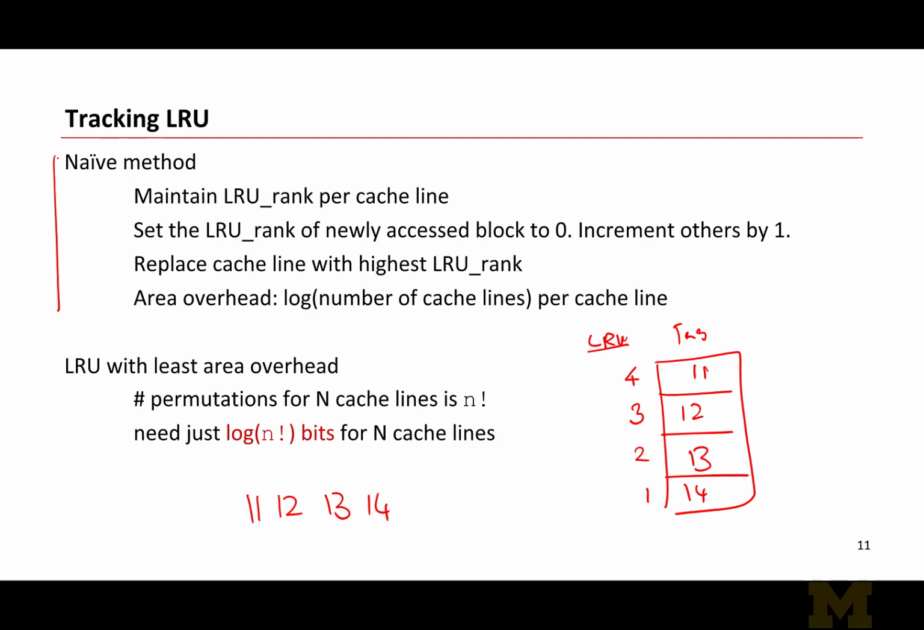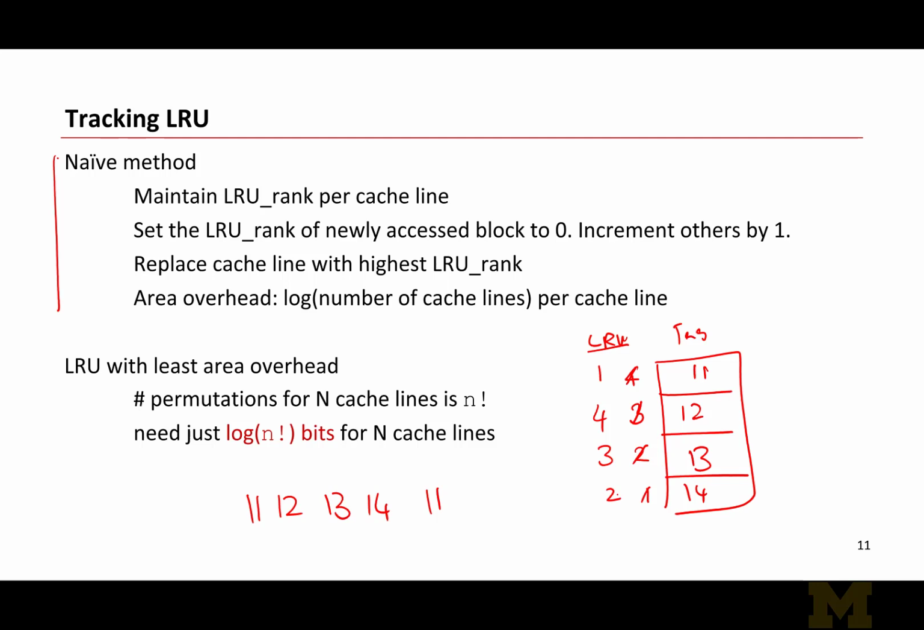And so if I go back and access, let's say, the address 11 again, the way you would update these ranks is by resetting the currently accessed cache block to the highest rank possible, which is 1, and then increment all the other ranks by 1. So I would increment 3 to 4, 2 to 3, and 1 to 2.